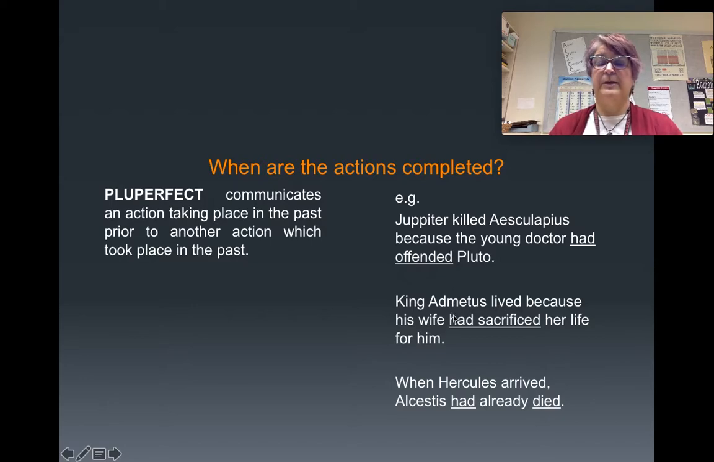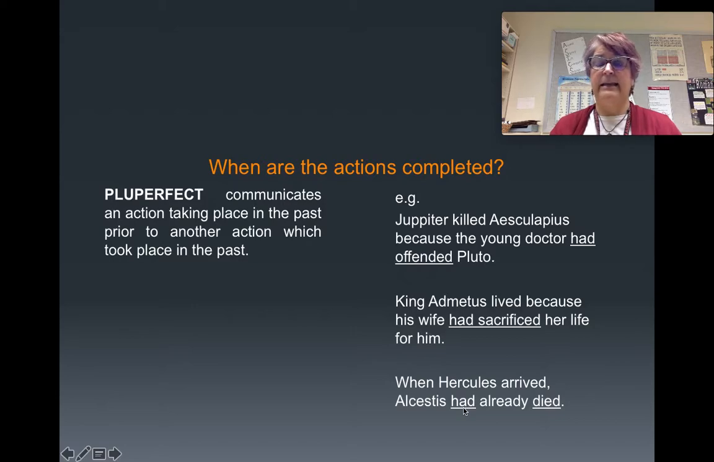King Admetus lived because his wife had sacrificed her life for him. King Admetus was getting ready to be sacrificed, and then his wife showed up and sacrificed her life, and then he continued to live. So King Admetus lived. Why? Because his wife had sacrificed her life. By the time or when Hercules arrived, what happened when he arrived? Well, it had already happened. Acestes had already died.